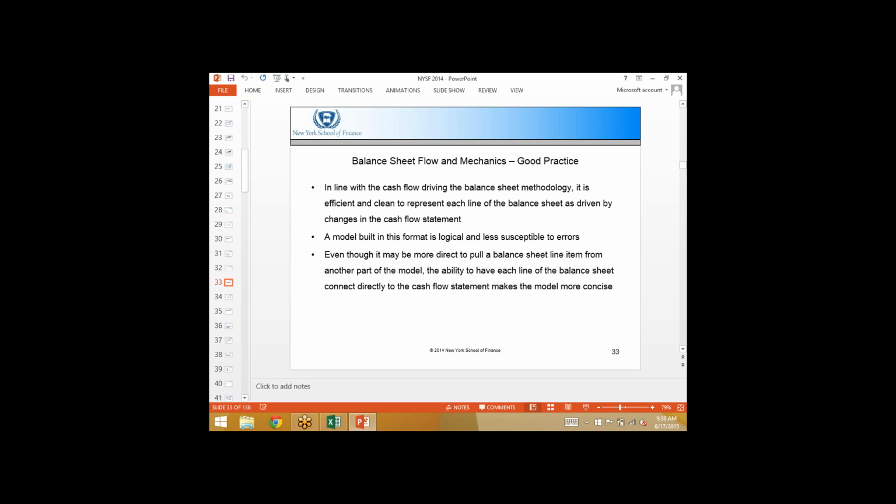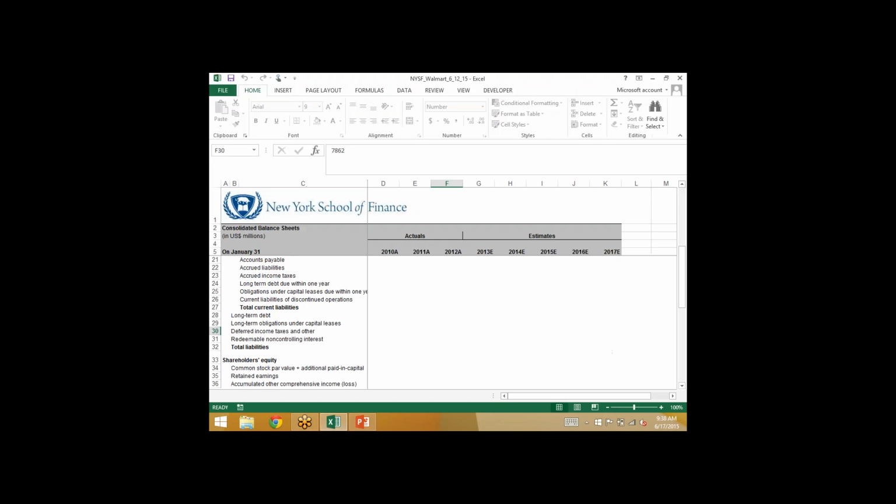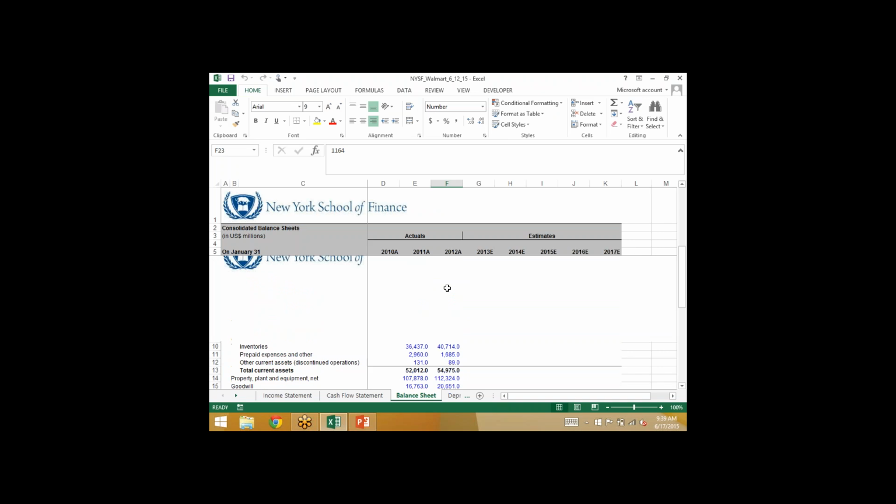So what we do is we look at each and every cash flow statement line item and we ask ourselves two questions. One, which balance sheet line item does this affect? And two, in what way? And so when we make sure that we've used each and every cash flow statement line item in the balance sheet in the proper way, our balance sheet must be in balance. So I think it's easier, instead of looking at it on the slides, to look at it in practice.